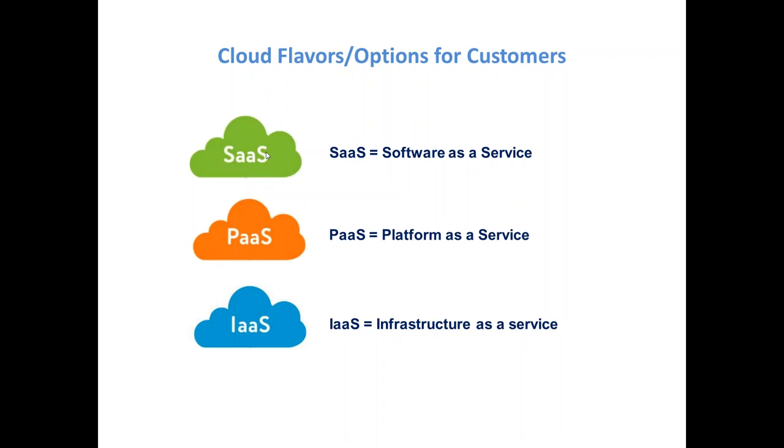The one is SaaS. SaaS stands for Software as a Service. The other one is PaaS. PaaS stands for Platform as a Service. The third one is IaaS. IaaS stands for Infrastructure as a Service.